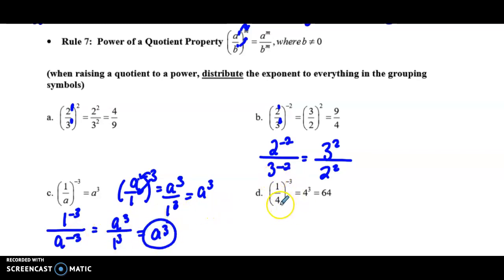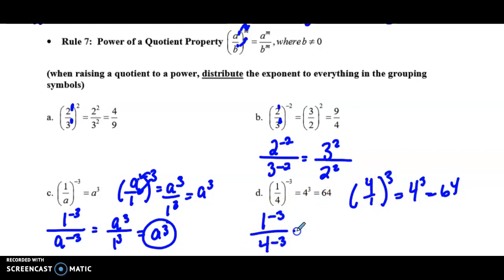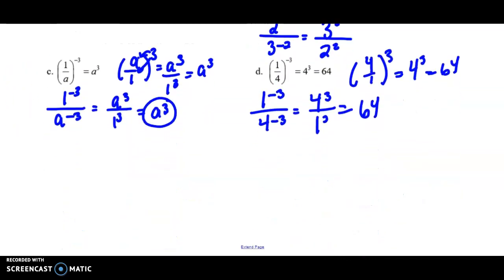Okay. Same thing here. You can just say, hey, I'm going to flip my fraction and make this 4 over 1 to the third. Okay, 4 to the third is 64, and then, because 1 to the third is just 1. Or you can say, hey, let me do 1 to the negative 3, 4 to the negative 3. Pop it to the bottom, pop it to the top. Okay, and then you still get the same answer of 64. All right, and if you have any questions on this, feel free to let me know.